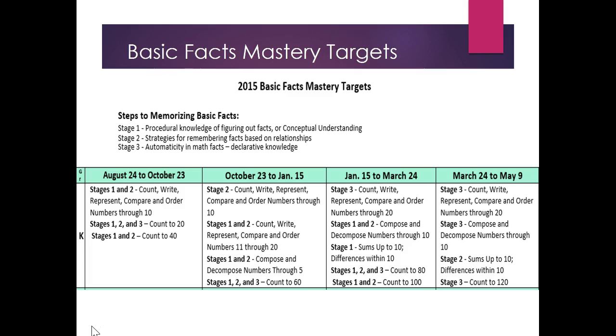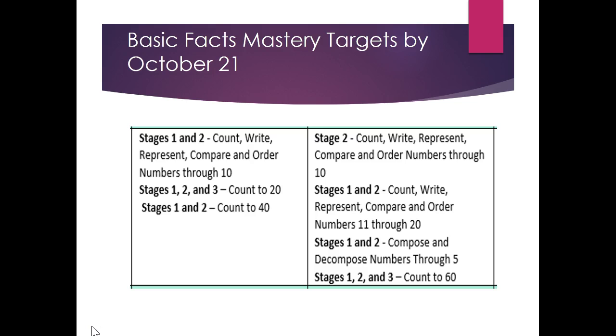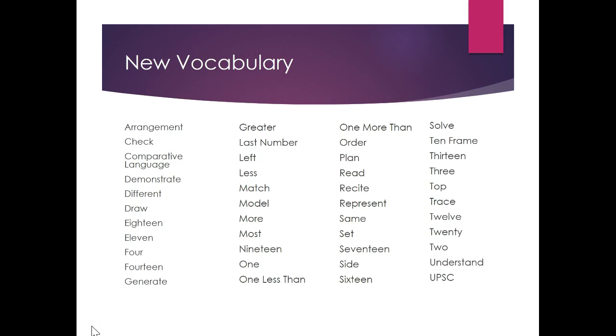Now, stage 1 is procedural knowledge. So whenever you see a 1, that's procedural knowledge and conceptual knowledge. So the kids get a good understanding by touching it and feeling it. Stage 2 is where they're learning strategies to help them remember those facts. And of course, stage 3 is doing it with automaticity, and they know that fact. They know it well. So those are the steps to memorizing basic facts, and counting is just the foundation for learning your basic facts.